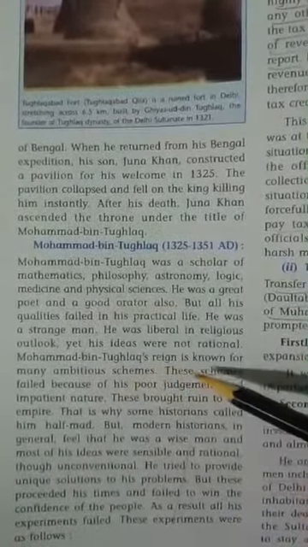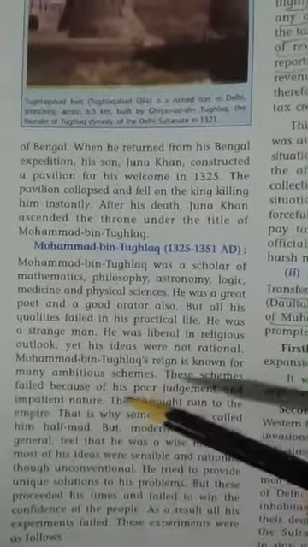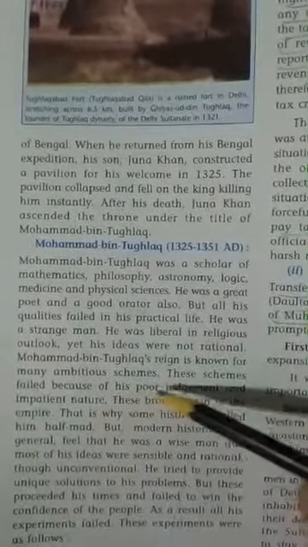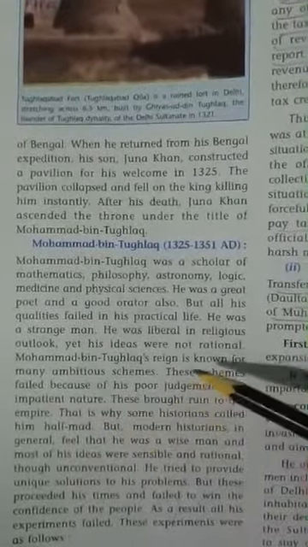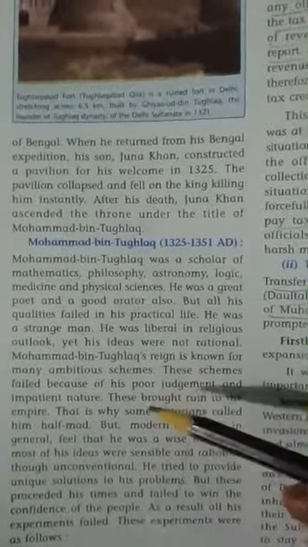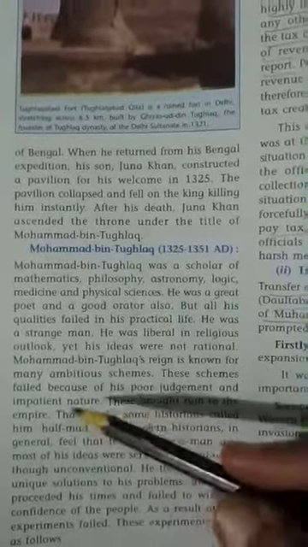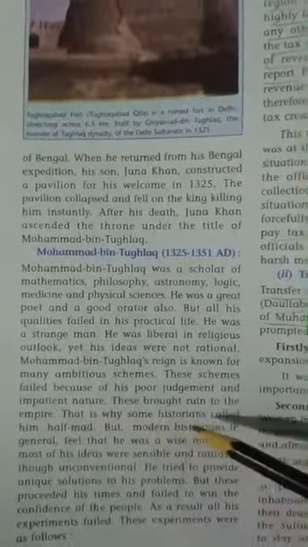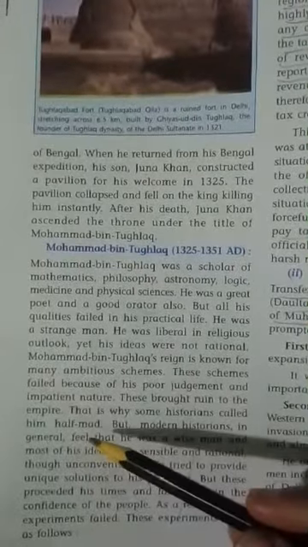Muhammad bin Tughlaq's reign is known for many ambitious schemes, meaning many ambitious plans. These schemes failed because of his poor judgment and impatient nature. So his schemes were good, his plans were good, but when those plans were applied practically, they failed because of his poor judgment and impatient nature. This brought ruin to the empire. That is why some historians called him half mad.